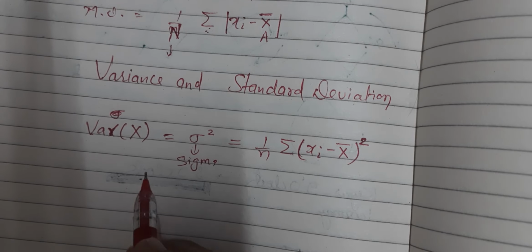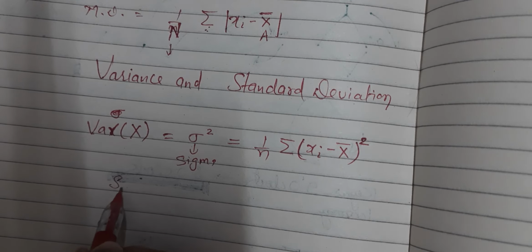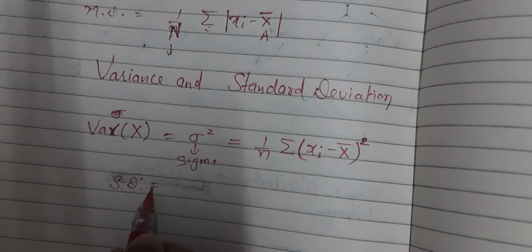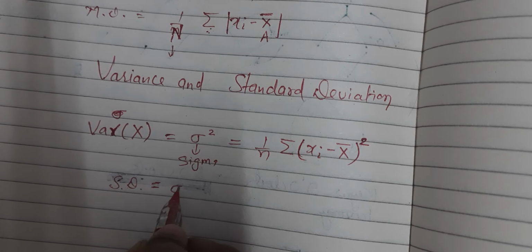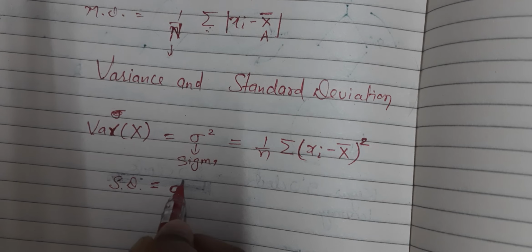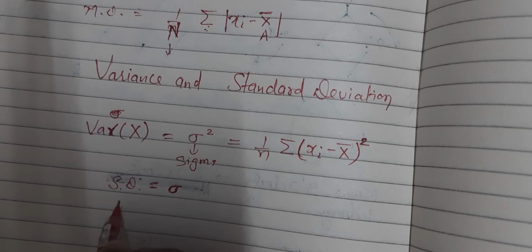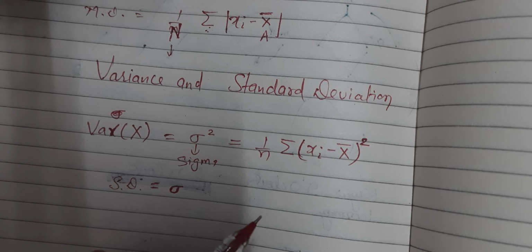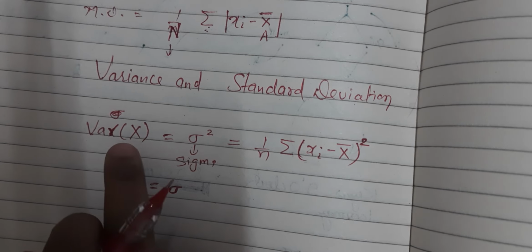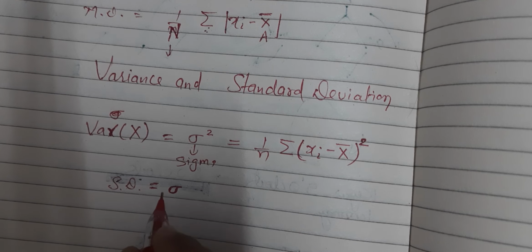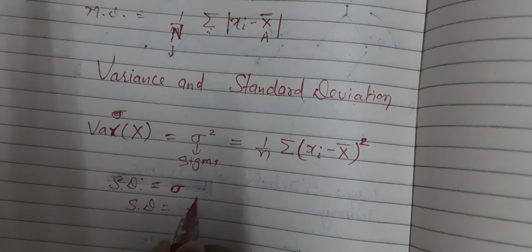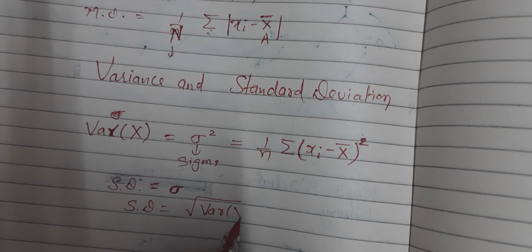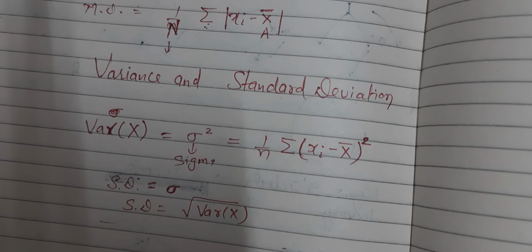Now how to find standard deviation from variance? The relation between standard deviation and variance is that standard deviation is simply the root of variance, that is, sigma. So standard deviation is represented by sigma. In simple words, standard deviation is equal to the root of variance. Now we will see questions.